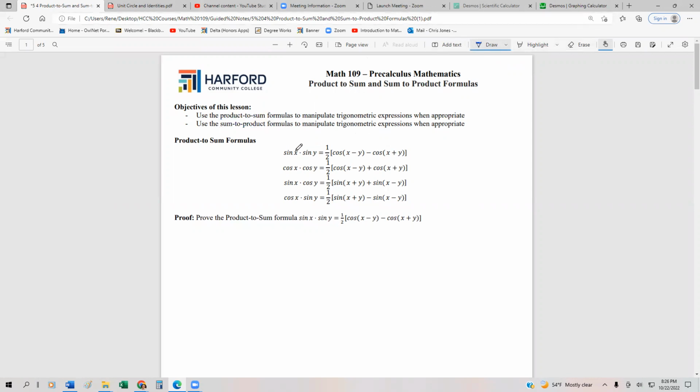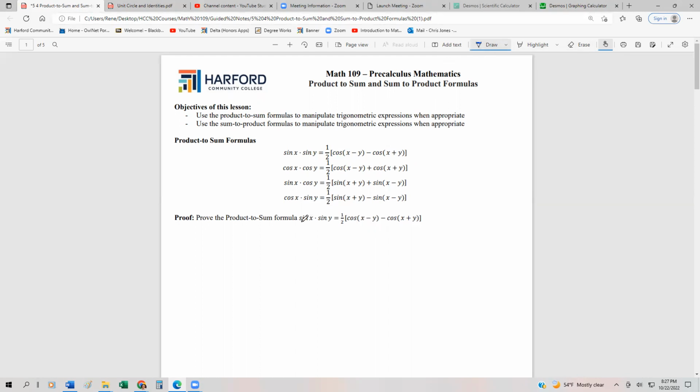Basically, if you multiply a couple of sine functions together that are different, so you have two different angles, x and y, then the resulting formula would be 1/2 of the cosine of x minus y minus the cosine of x plus y. And then the rest would follow suit. Now, I'm going to prove one of these, and then the rest of them can be proved in the exact same way just by using different formulas. So let's prove this one.